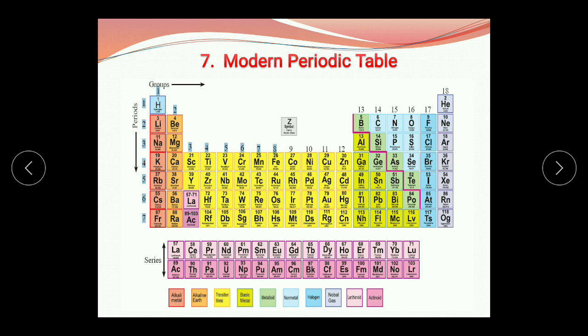Why? Because electron gain enthalpy becomes more and more negative across the period, while it tends to become less negative down the group. Now, in today's session, we are going to learn about the periodic trends in chemical reactivity.